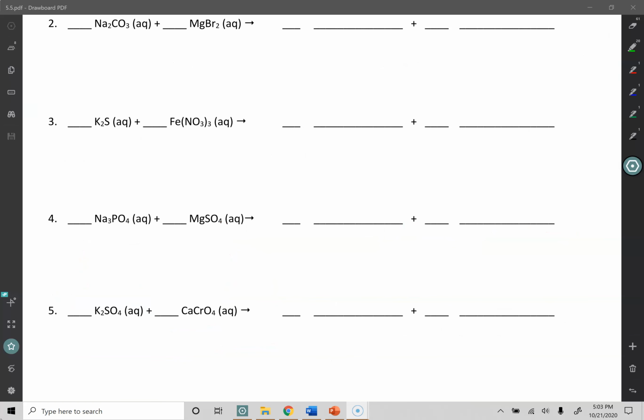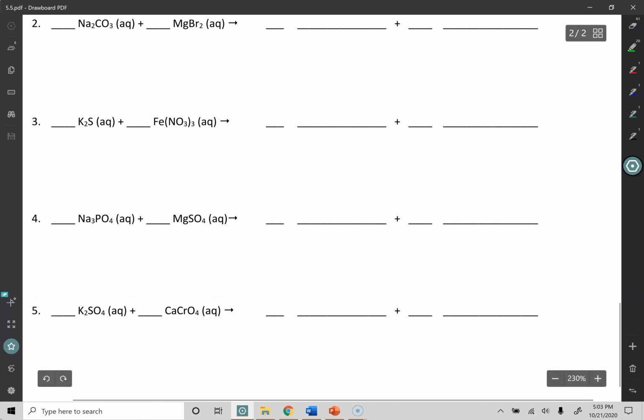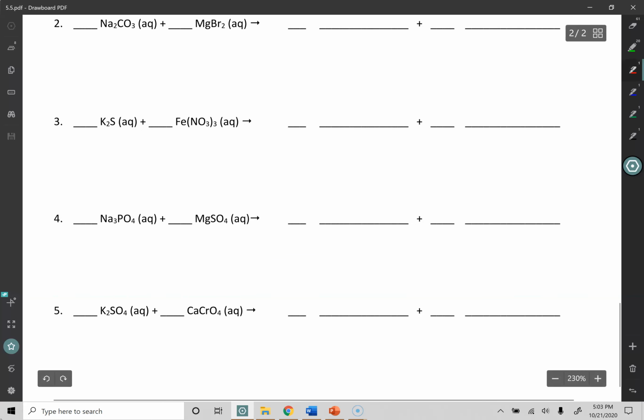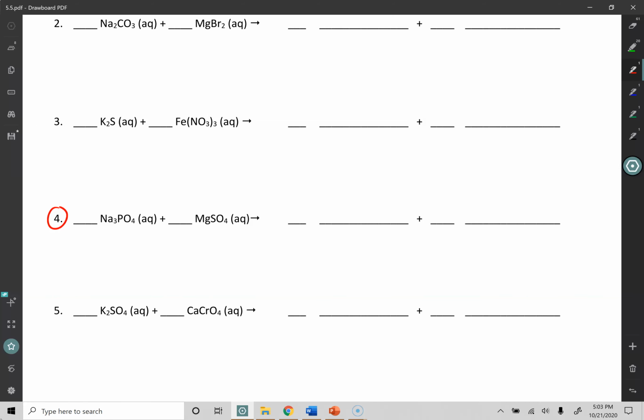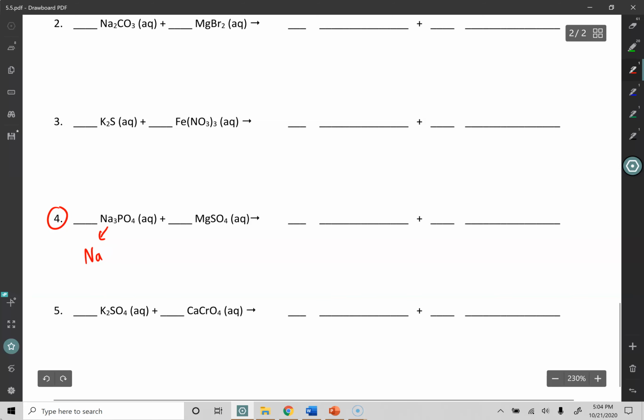Okay, so here we are in the practice problem section. Let's take a look at number 4. So we've got sodium phosphate reacting with magnesium sulfate. First order of business, dissociate into ions. So I'm going to show all of my work. I know I'm going to make, I guess I just gave that away, sodium ions and phosphate ions. I'm going to make magnesium ions and sulfate ions.